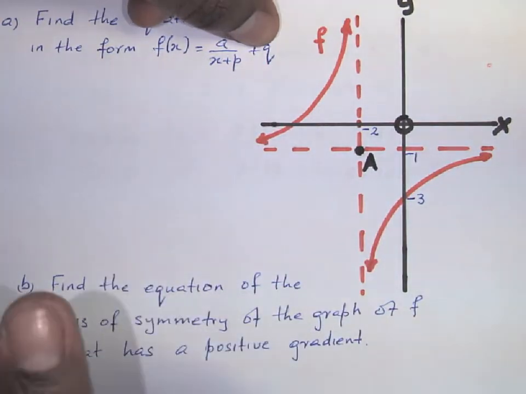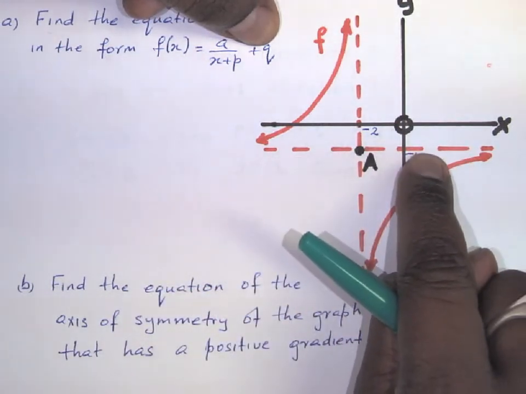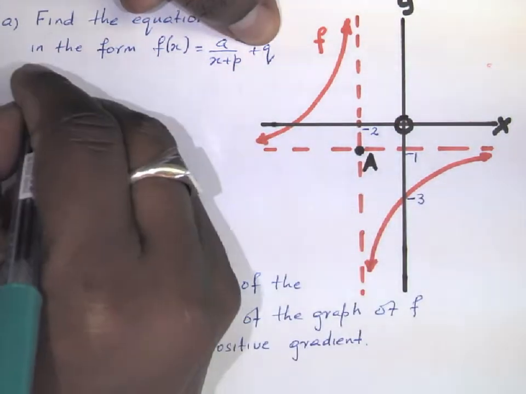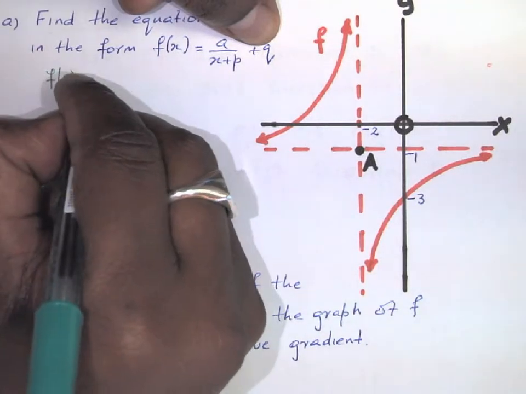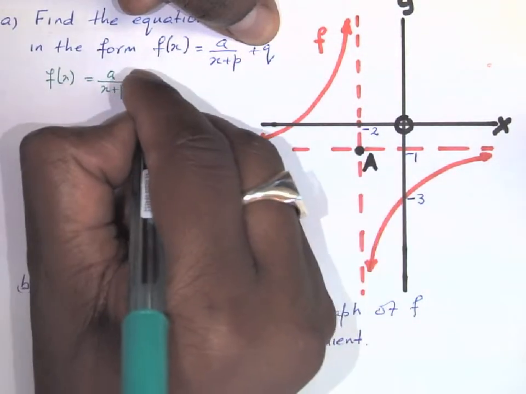Remember, q is our horizontal asymptote, which is -1. So we know that we've got -1 there. If I can start here and say f of x is equal to a, which I don't know, over x plus p, and then we say -1.